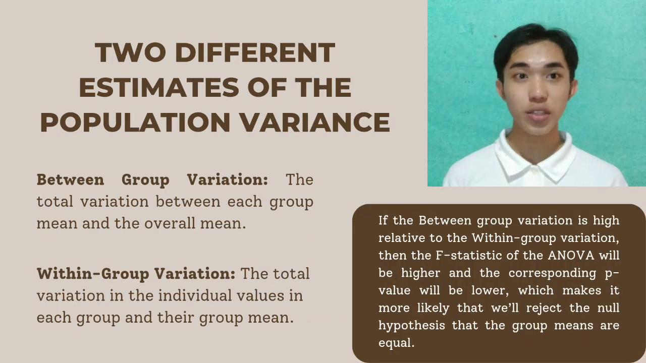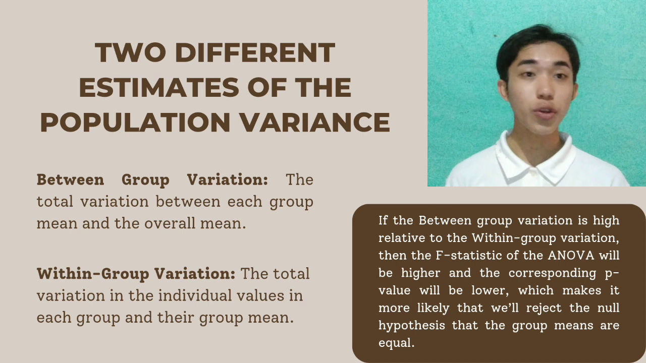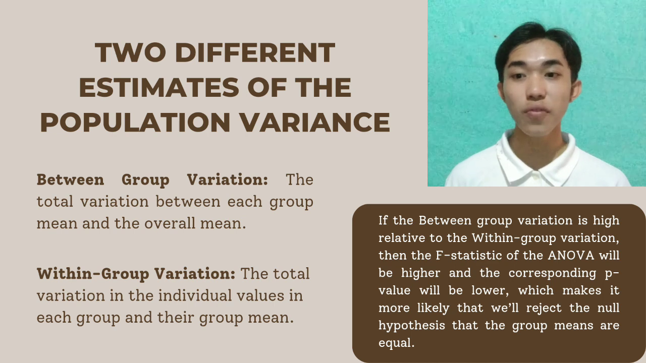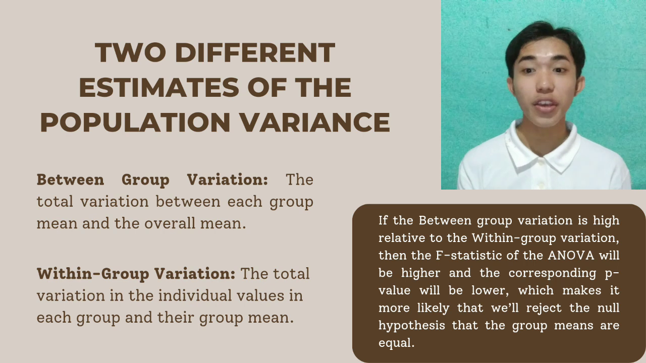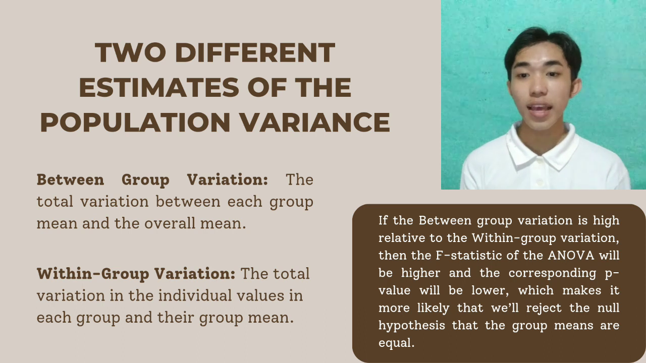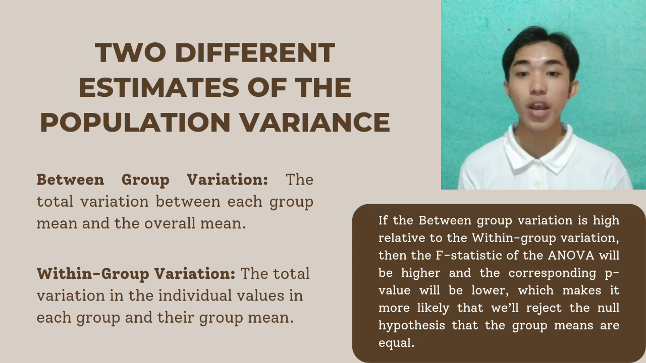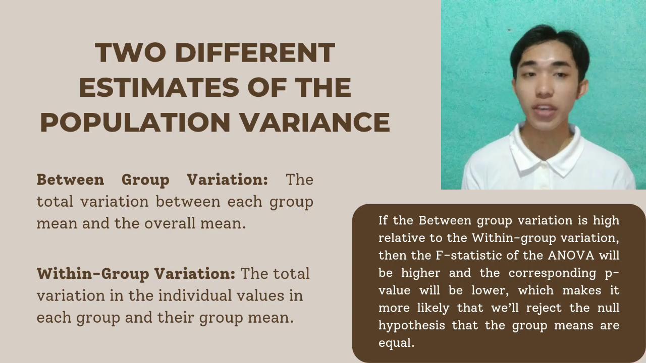In analysis of variance, we have two different estimates of population variance. We have between group variation, the total variation between each group mean and the overall mean. The other one is within group variation. It is the total variation in the individual values in each group and their group mean. Take note that if the between group variation is high relative to the within group variation, then the F-test of the ANOVA will be higher and the corresponding p-value will be lower, which makes it more likely that we'll reject the null hypothesis that the group means are equal.